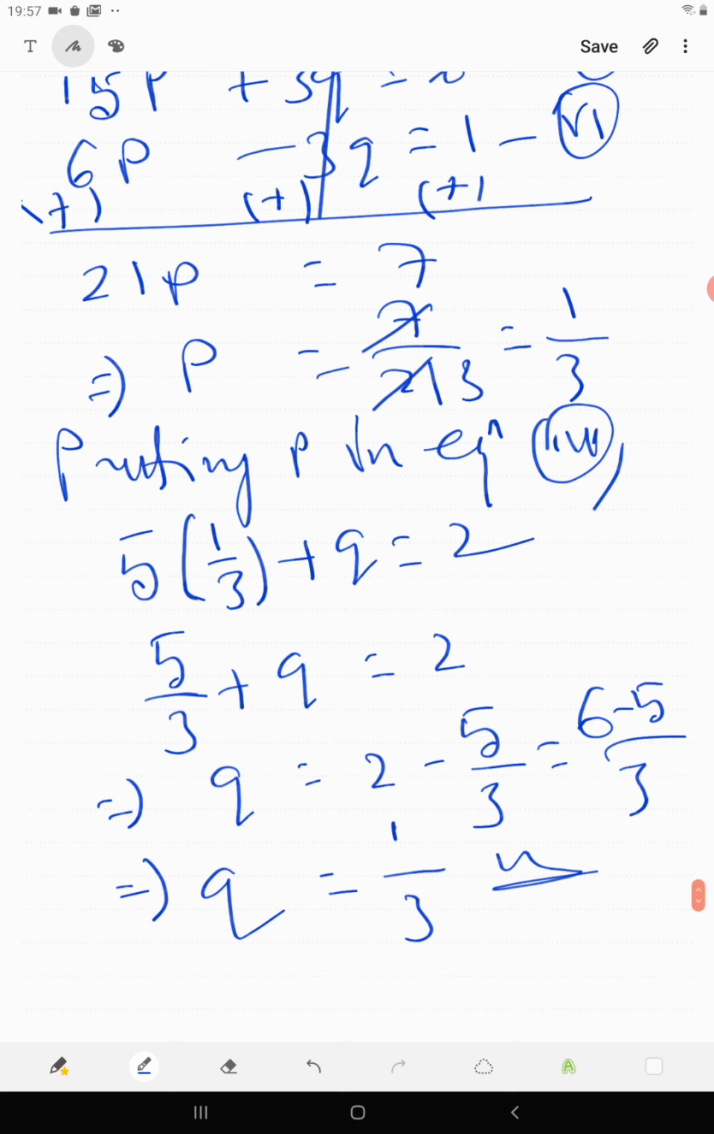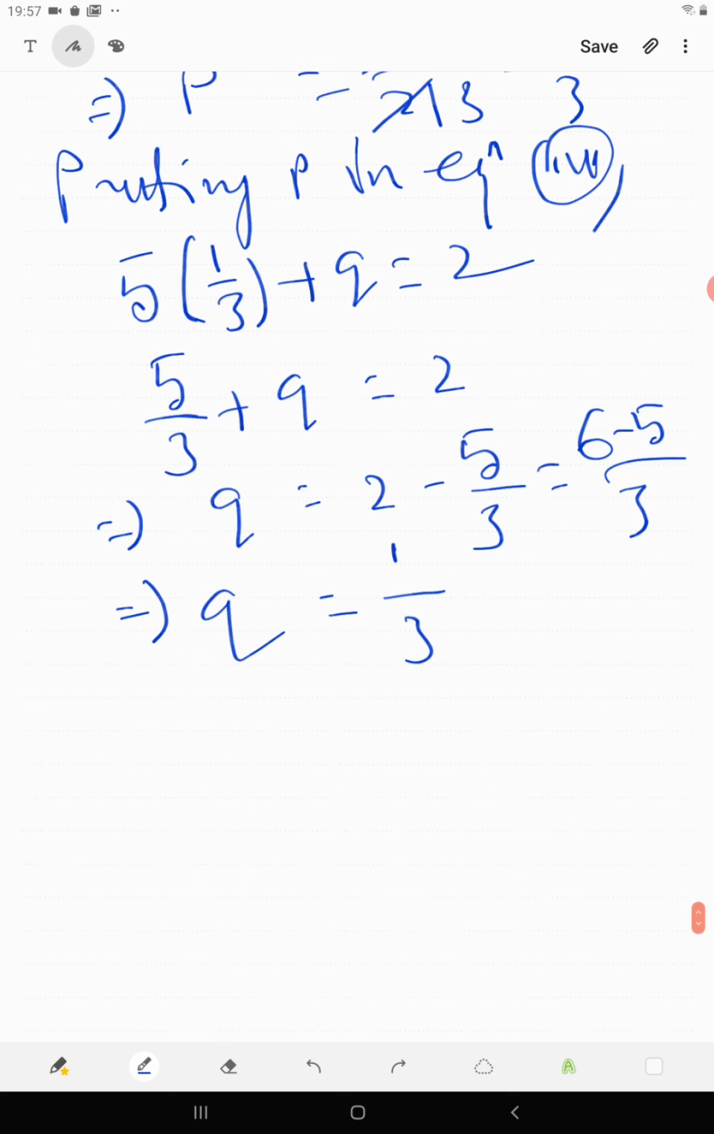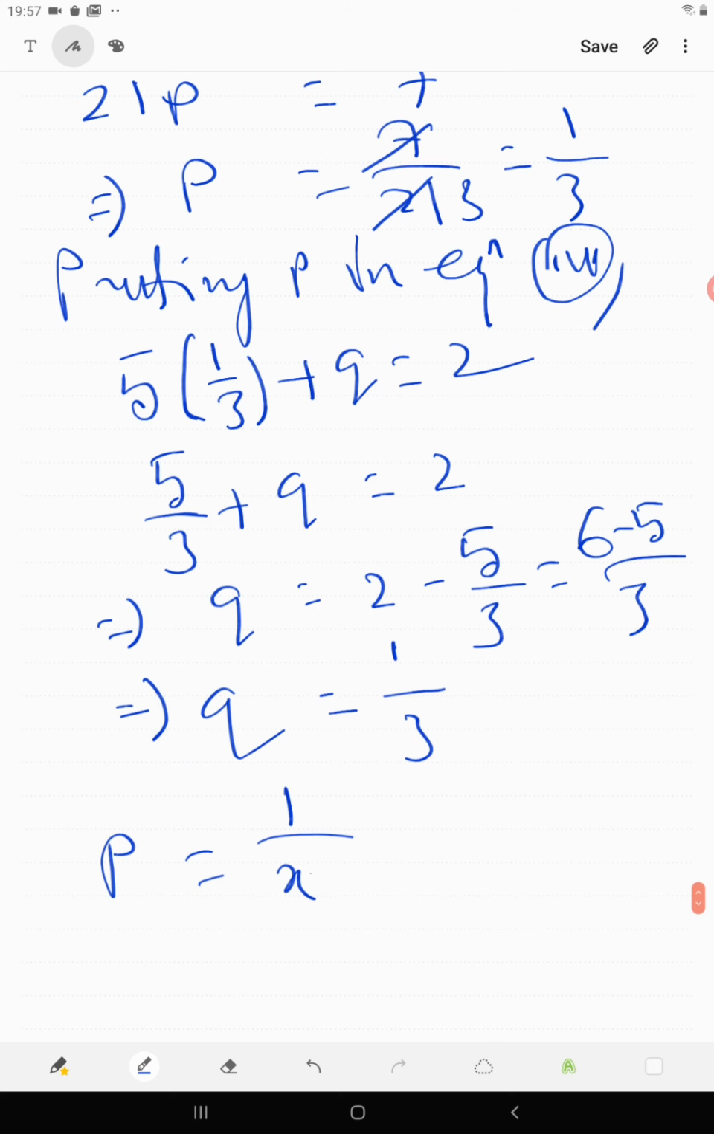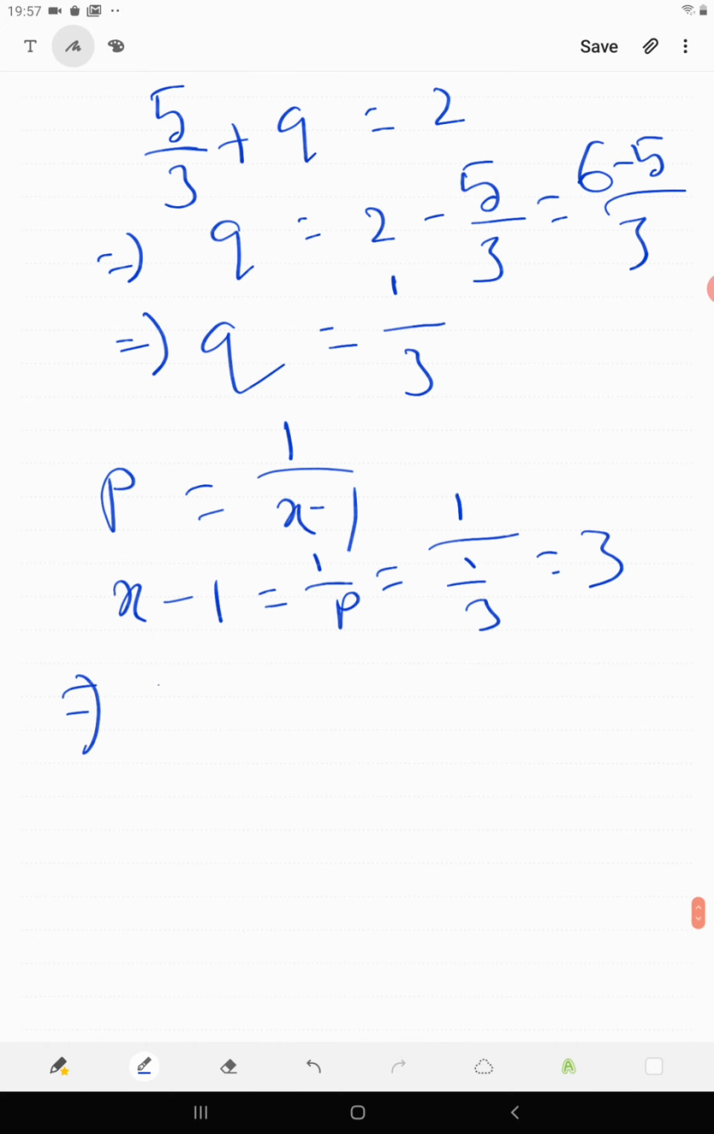Oh, sorry, not answer. So we have got p and q. Now p is what? p I assumed 1 by x minus 1, correct? So x minus 1 equals 1 by p. So 1 by p means 1 by 1 by 3. That means 3. So x minus 1 equals 3, so x equals 3 plus 1. That means 4.